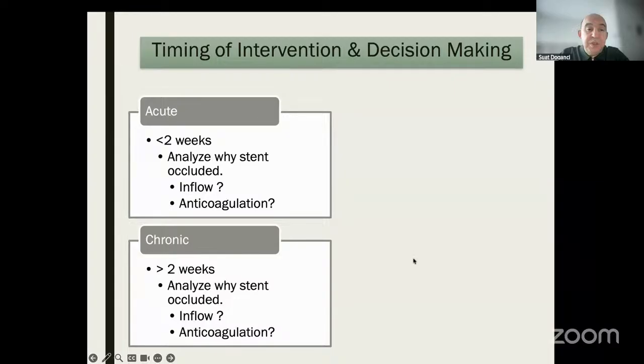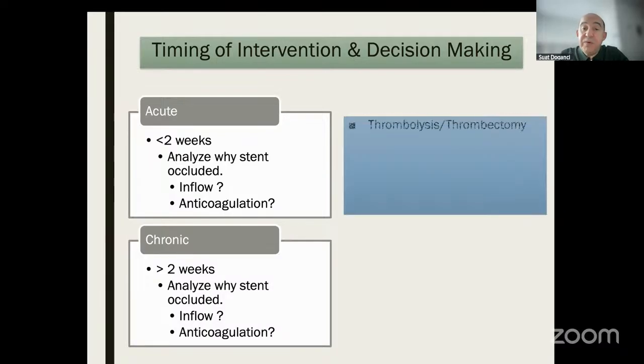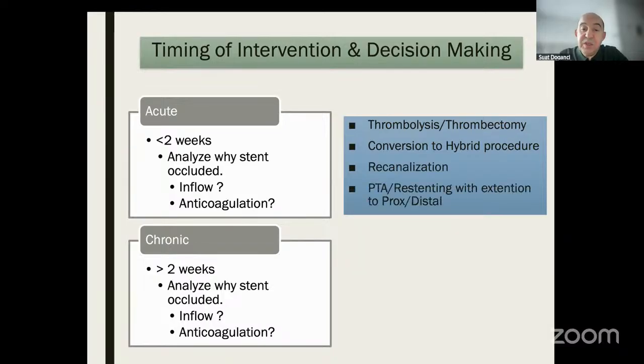So as I mentioned, if it is less than 2 weeks, we should first analyze why this stent has been occluded. Was it an inflow issue, or was it an anticoagulation problem? And accordingly, because it is still fresh thrombus time, we can do thrombolysis or thrombectomy. We can change it if it was a total endovenous procedure. Maybe if we need, we can change it to a hybrid procedure, or we can do recanalization. Maybe we can do balloon angioplasty, restenting, or some extension distal or proximal according to the pathology that we identify.